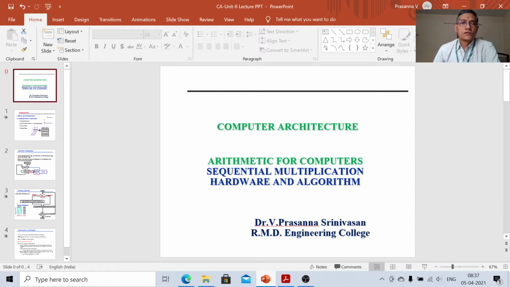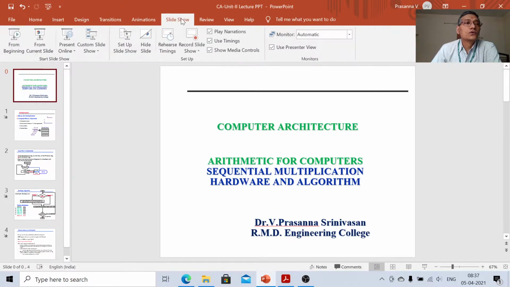Welcome to this course on computer architecture. In this lecture we will learn about arithmetic for computers. Particularly, we will concentrate on the sequential multiplication algorithm and hardware with respect to the MIPS architecture. MIPS is a microprocessor without interlocked pipeline stages. For that processor we will learn how this sequential multiplication algorithm can be implemented.